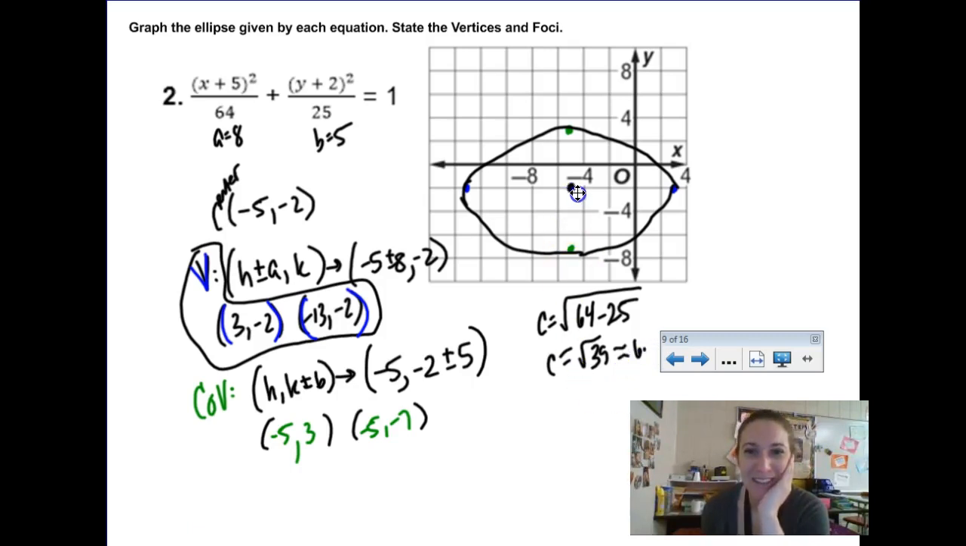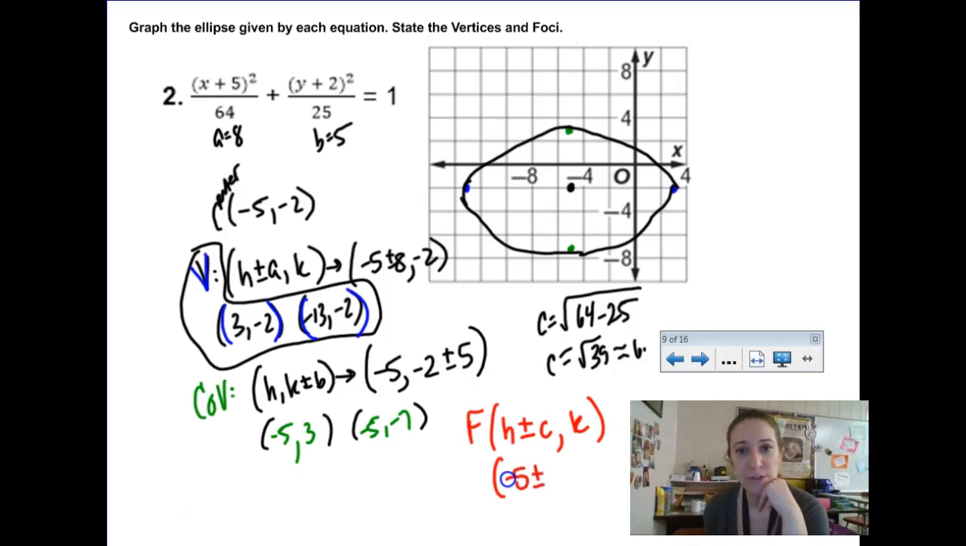Alright, so measuring 6 units forwards and backwards is great, but they do want me to state the location of the foci. So with that being said, we do need to use the calculation. For a horizontal ellipse, the foci are located at H, and then we're going to add and subtract the C value, and then stay at the same K value. So for us, that would be H is -5 plus and minus the square root of 39, comma, -2.